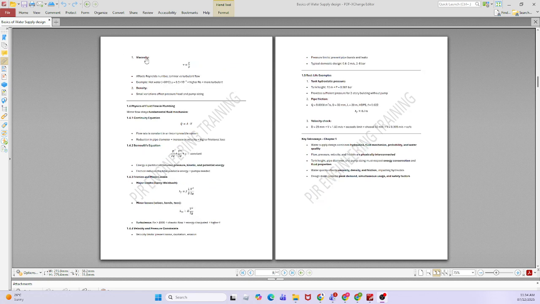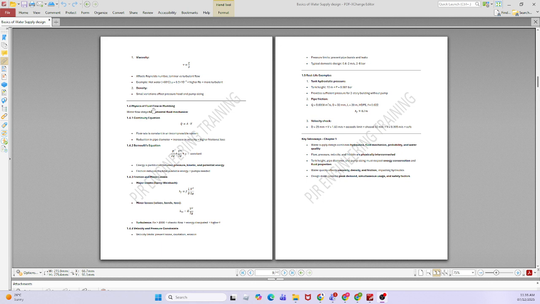So this is the equation for viscosity: nu equals mu by rho. This calculates viscosity. Then there is density. Small variation affects pressure head and pumping. So the density also matters. If the density varies, it will affect your pump flow and pump head.